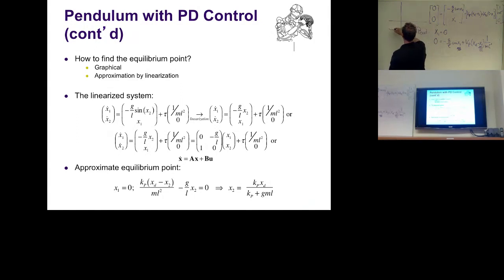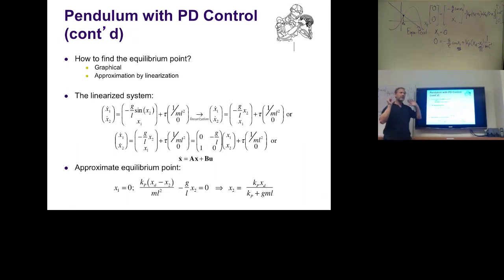So we have something like a sine wave. This is x2. We have a linear thing like this. We look at the intersection, and that is basically where g over L sine x2 would be equal to kp times xt minus x2. Given the negative sign, you would get 0, and that would be the appropriate x2 where you find your equilibrium point. So this is a graphical way of solving this. Not very accurate, but it gives you a good shot.